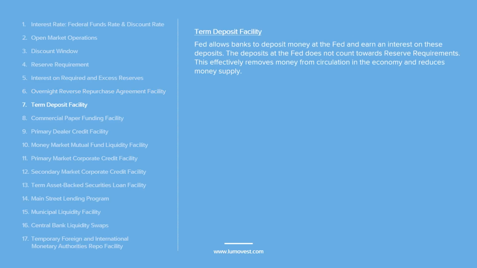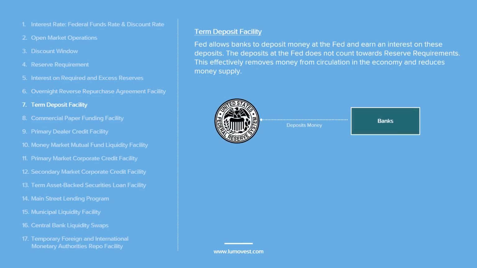Through the Term Deposit Facility, the Fed allows banks to deposit money at the Fed, and the Fed will pay them interest. The money the banks deposit through the Term Deposit Facility does not count towards the reserve requirement, which means the banks will have to set aside additional money to meet the reserve requirement beyond however much they have in the Term Deposit Facility. This reduces money supply because banks will have less money to lend to the public.